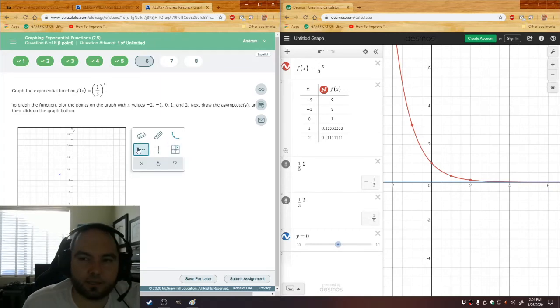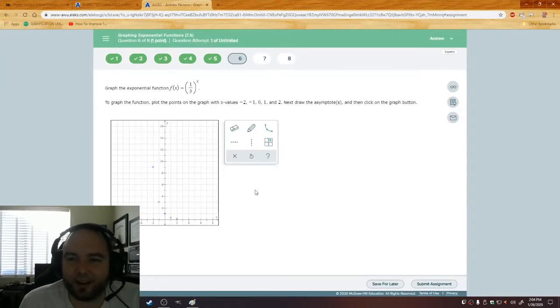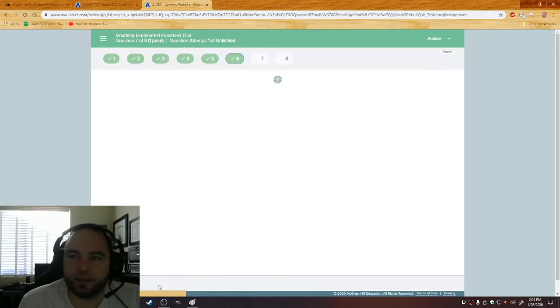Then I have to make the asymptote. Oh, you guys couldn't see that. You can't see it again. Sorry, my fat head's in the way. So make a horizontal asymptote again at 0. Then I click. I'm hitting check. It's behind my face. Then I hit continue.